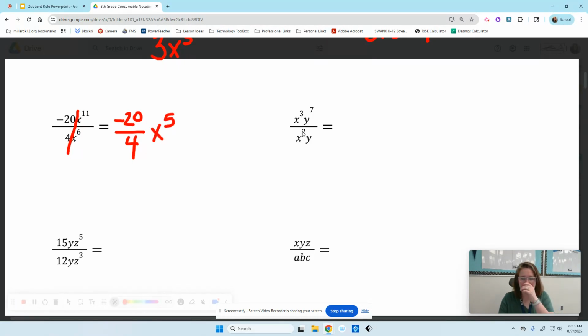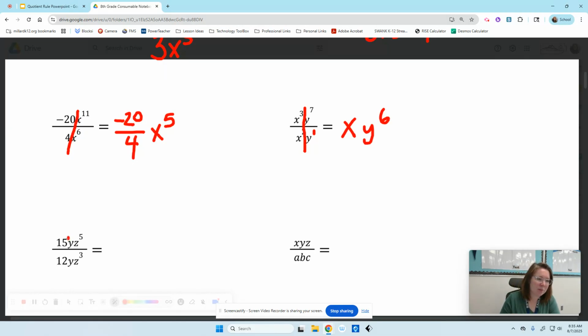Okay, oh, this one. I'm going to break this up. First, let's deal with those x's. That was a 2 right there. 3 minus 2, that's just a plain old x. Now let's deal with the y's. 7 minus 1, that's a 6. So even though I couldn't simplify all the way to one base and one exponent, I was able to still simplify it a lot.